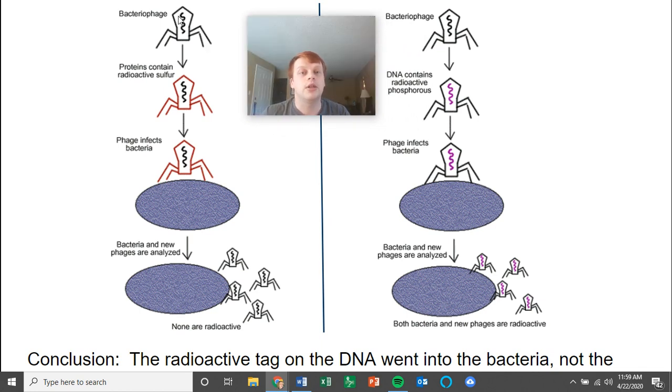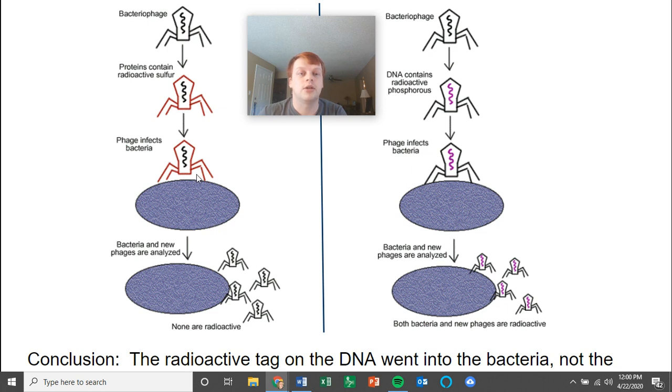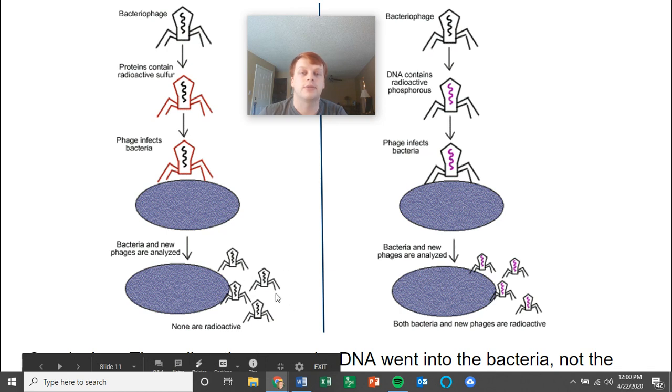So they started with bacteriophages, and they either injected radioactive material into the protein coat or into the DNA of the bacteriophage. Remember, a bacteriophage is a virus, so it has a capsule, it has the DNA, but it doesn't have much else. Then they allowed those phages to infect bacteria, and then they let new phages and bacterium be produced from that result. And you can see over here on the left-hand side where they introduced the sulfur into the protein coat, it was not transmitted to new bacterium or new viruses. None of those were radioactive.